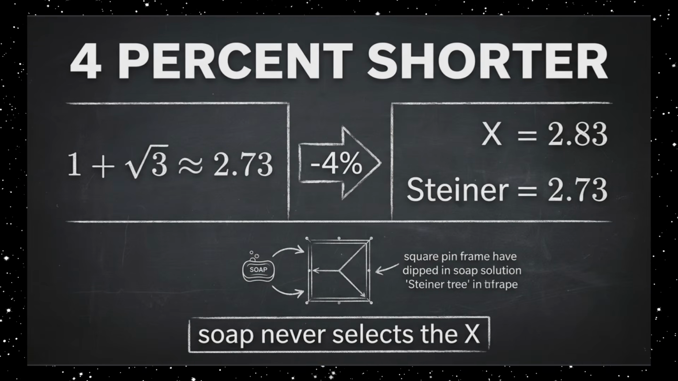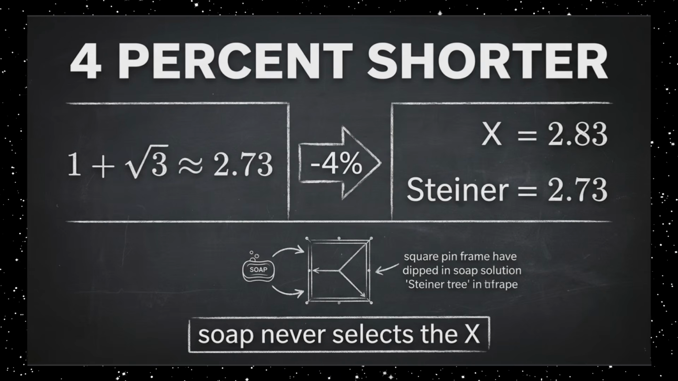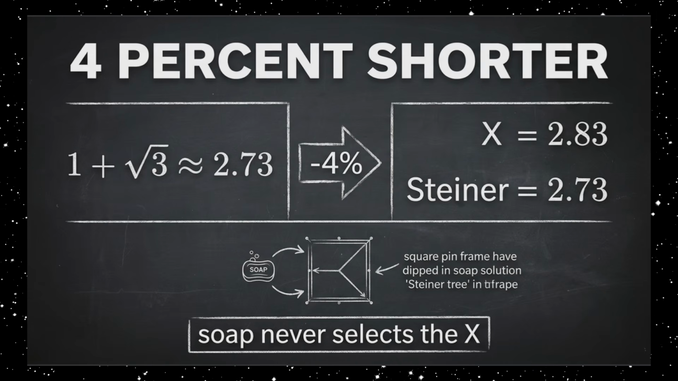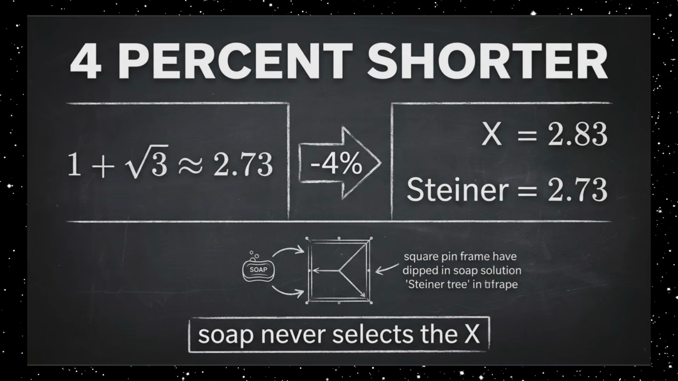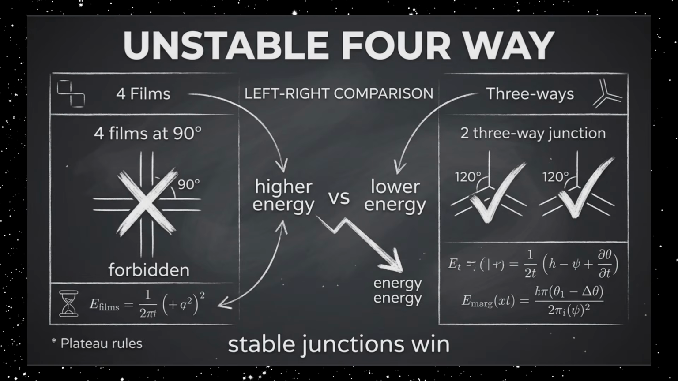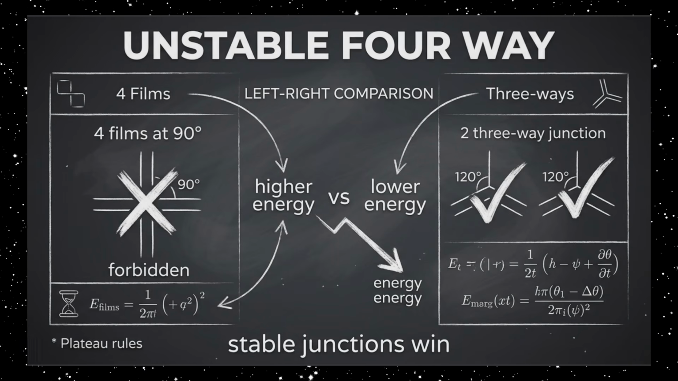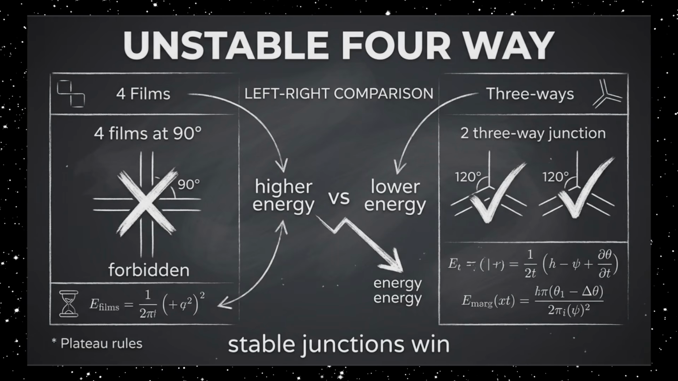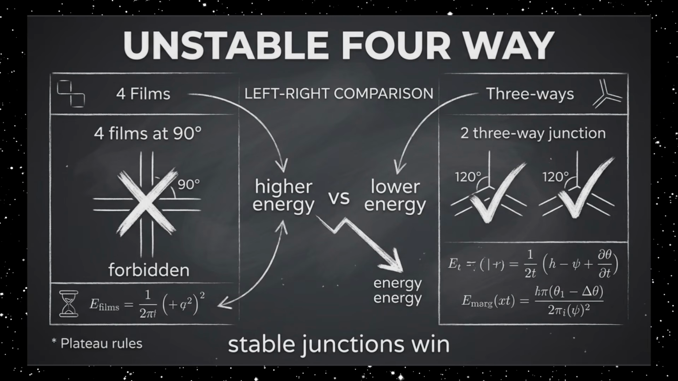The total length of this network is 1 plus the square root of 3, about 2.73 units. About 4% shorter. Dip a frame with 4 pins at the corners of a square into soap. You will never get the X. Never. Because the X would require 4 films to meet at the center at 90 degrees, and that's one of the configurations that's unstable. Plateau's rules forbid it.